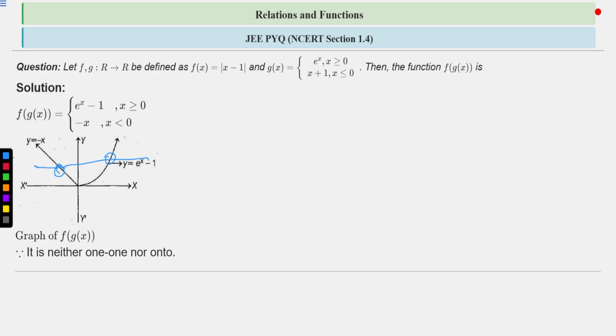And why is it not onto? Because in the codomain it is given as all real values, but the range will be y greater than or equal to 0, right? It excludes all the negative values. Therefore the codomain is not equal to the range here. We can say that f of g(x) is neither one-one nor onto, right? Okay, thank you so much.